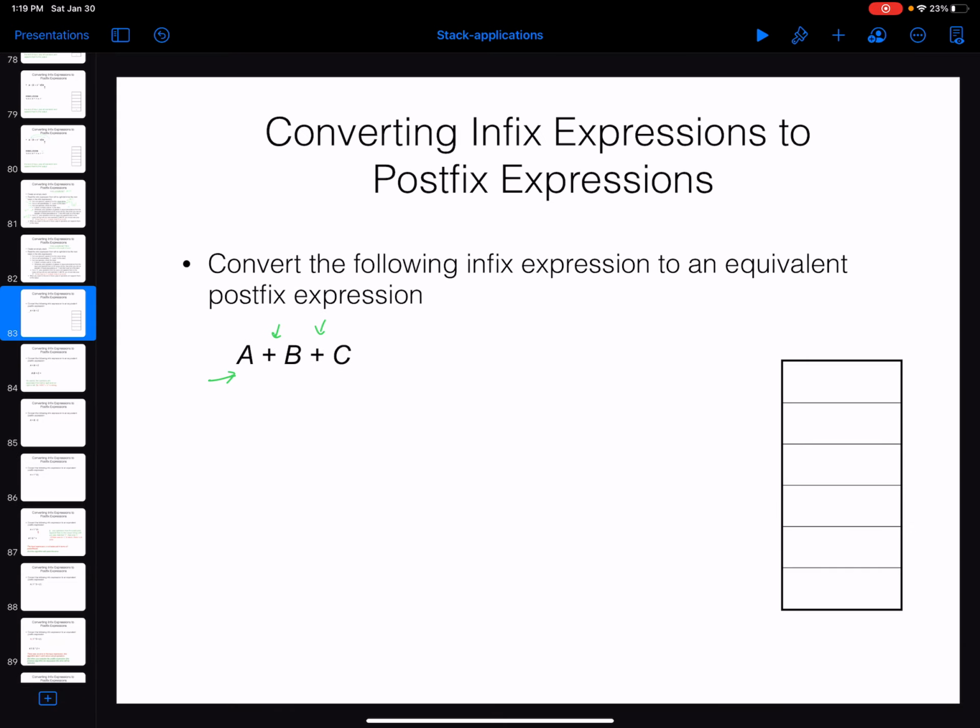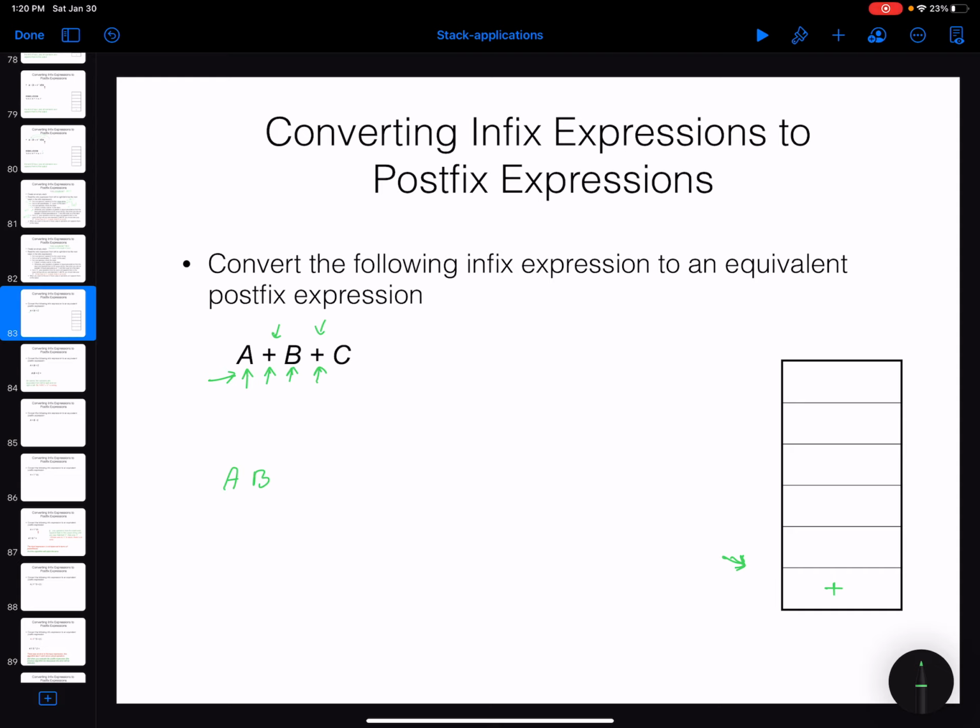So you read the input token by token from left to right. A, you have an operand, you put it in the output. You have a plus. It is an operator. You look at the stack. The stack is empty. You put your operator here. Okay. The next token is an operand. You put it in the output. The next token is an operator. What should you do? You should look at the stack. And if the top of the stack is an operator with the same precedence or higher, you would pop it and add it to the output.